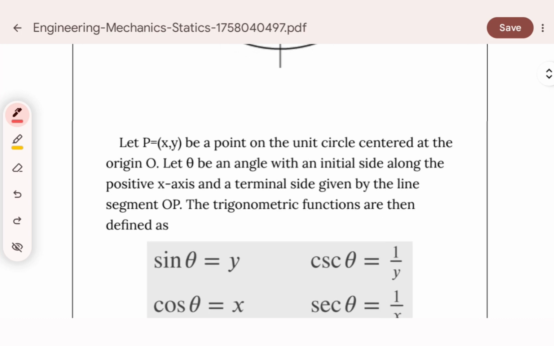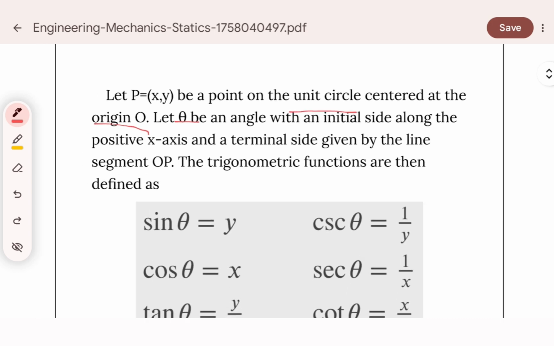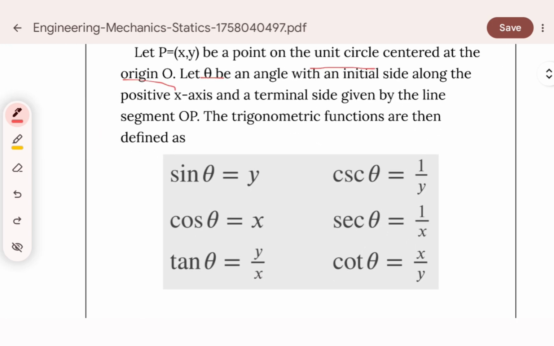We will let P be a point with coordinates x and y on the unit circle centered at the origin O. We will let theta be the angle with the initial side along the positive x-axis and the terminal side given by the line segment OP. And from that triangle, you can actually derive the 6 trigonometric functions.